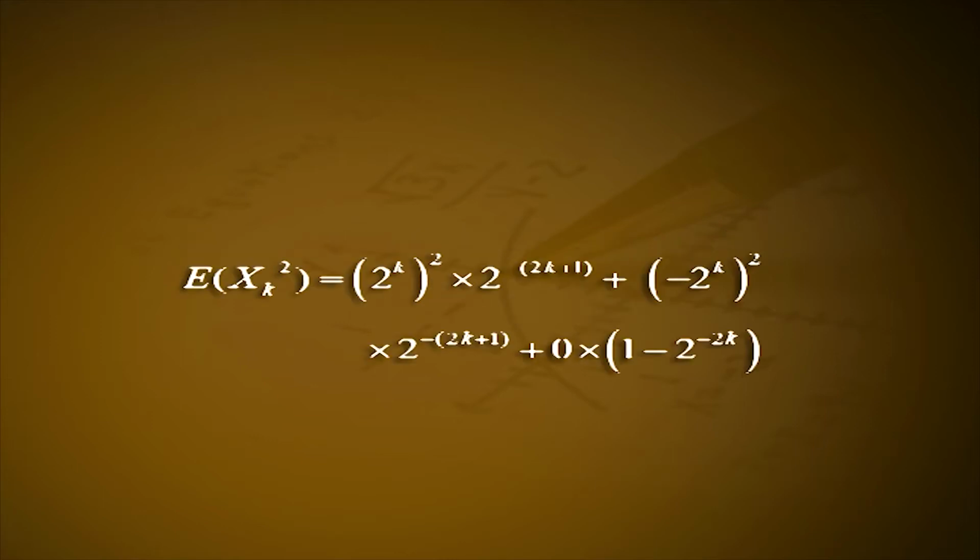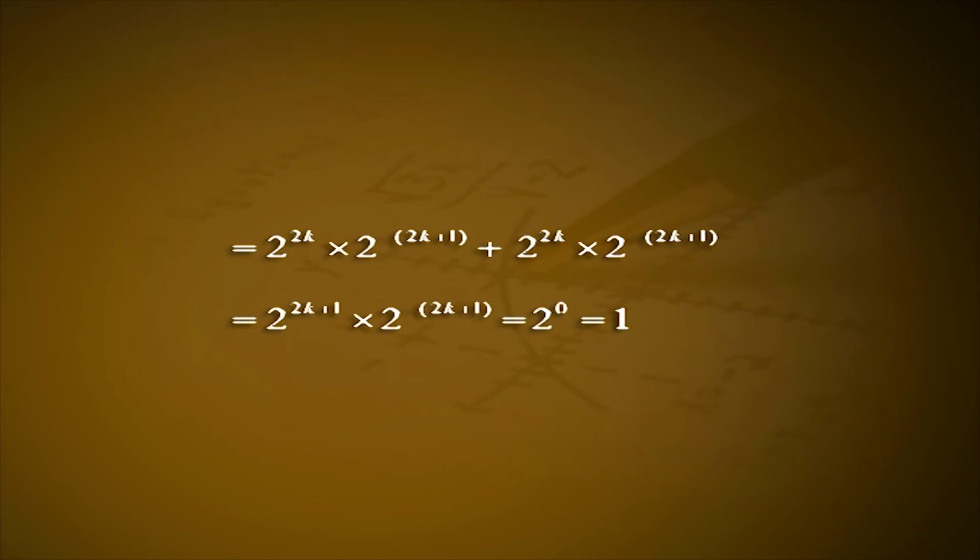Expectation of Xk squared, that is (2 raised to k) whole squared into 2 raised to minus (2k plus 1) plus (minus 2 raised to k) whole squared into 2 raised to minus (2k plus 1) plus 0 into (1 minus 2 raised to minus 2k), that is equal to 2 raised to 2k into 2 raised to minus (2k plus 1) plus 2 raised to 2k into 2 raised to minus (2k plus 1), that is equal to 2 raised to (2k plus 1) into 2 raised to minus (2k plus 1), that is 2 raised to 0, that is equal to 1.